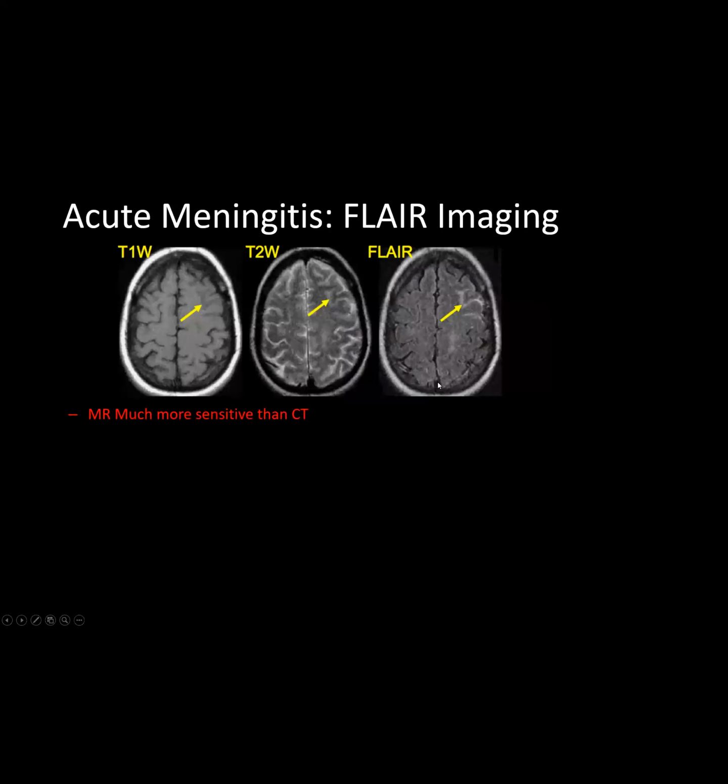For MRI, it is obviously a much more sensitive modality for looking for meningitis. The two best sequences, I think, for looking for meningitis are going to be FLAIR, and then T1 post is the most sensitive.